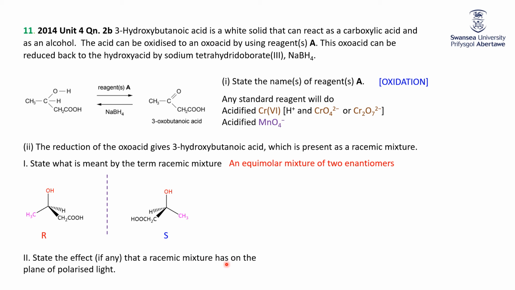State the effect a racemic mixture has on plane polarised light? None. Because this isomer would turn it one direction, this isomer would turn it in the opposite direction equally, and so as you have both there, they cancel each other out.